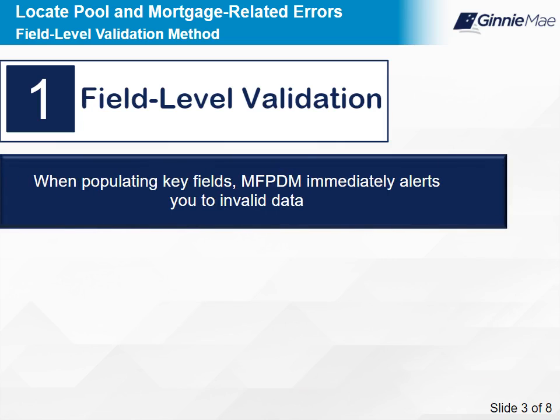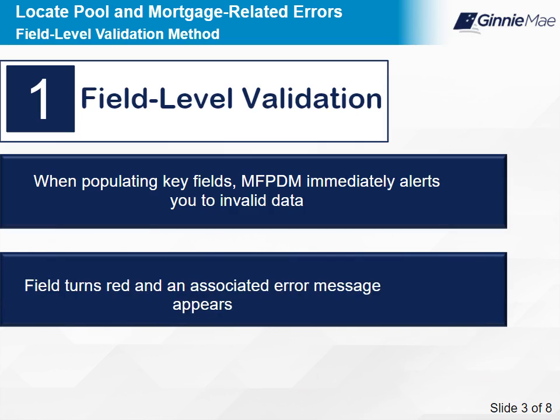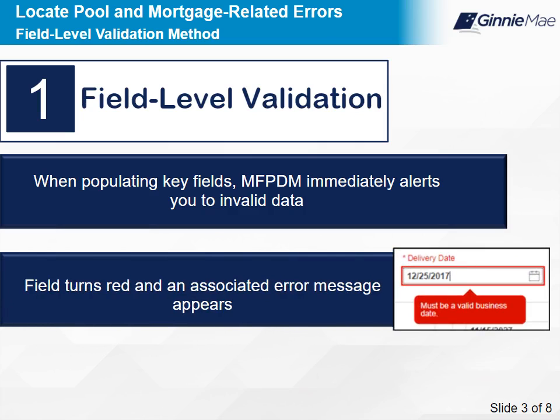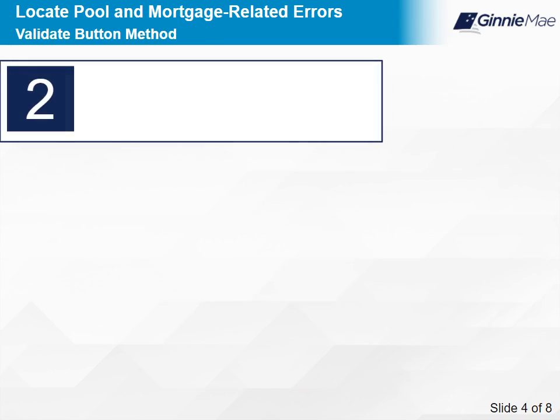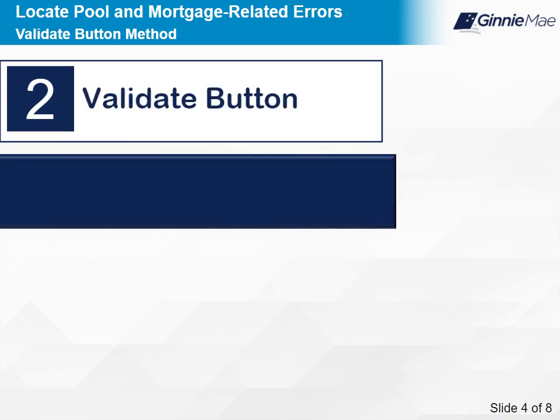The first way Mfpdm indicates problems with data being entered is field-level validation. Once you enter data in required fields, as indicated by an asterisk, or in additional key fields, the field-level validations immediately alert you to invalid data. The field will turn red, and an associated error message is available upon hovering over the field. Select Next to continue.